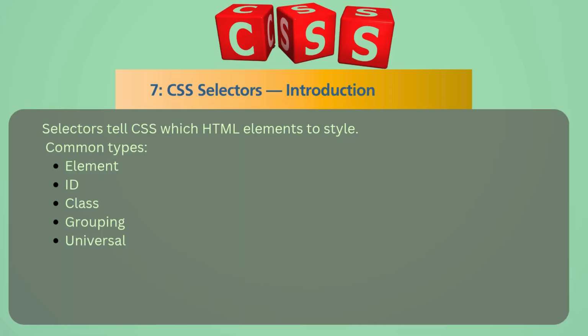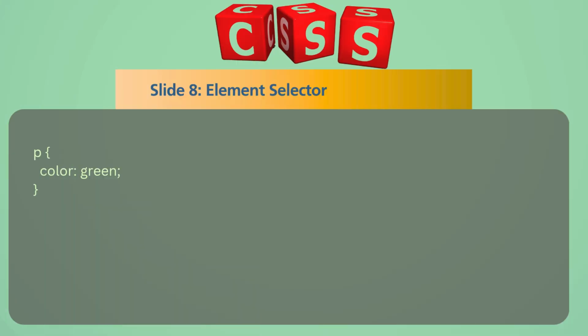CSS selectors. Selectors are like filters. They pick specific HTML elements for styling. Let's look at each one. Here the selectors are element, ID, class, grouping, and universal. Okay, let us see the first one, the element selector. The element selector is written here with color green. This is an example of an element selector. An element selector directly styles all occurrences of an element, like all p tags. Simple but powerful.